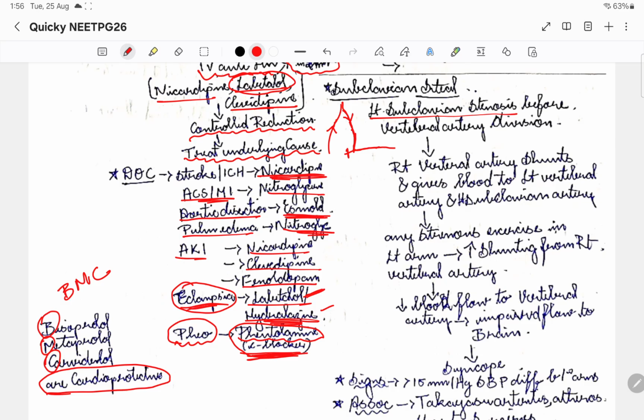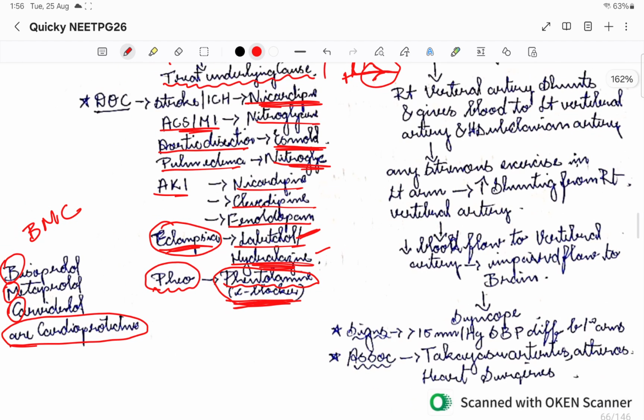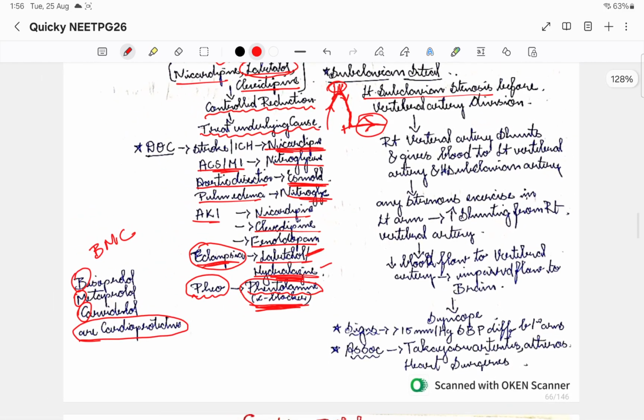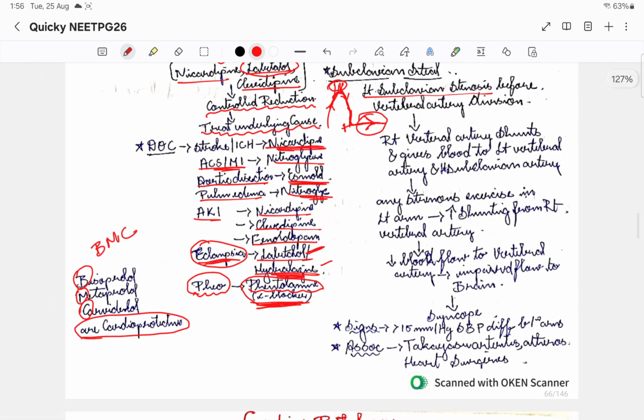But what happens if there is suddenly increased demand by the arm? If I'm doing an exercise with that left arm, there is increased shunting. All the blood that was supposed to reach the brain is now reaching the left arm because there is increased demand for blood. So suddenly there is low blood supply to the brain, and the patient might collapse. He might have syncope. That is subclavian steal syndrome, meaning the subclavian artery is stealing all the blood.